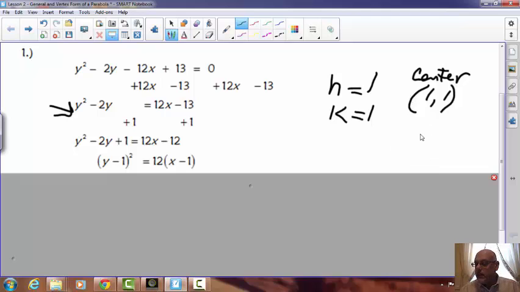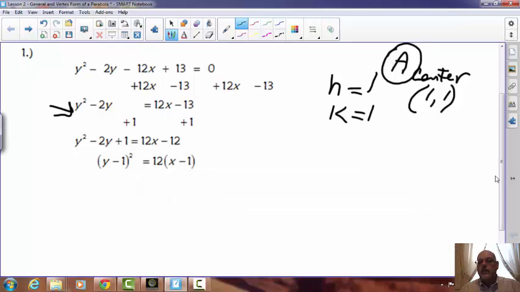All right, so the next thing we need to find out is where the focus is. So if we go back to the little chart that we started working with yesterday, this is part A. And we look at the top, part B is the focus. And the focus, when the y squared is first, is h plus p comma k.